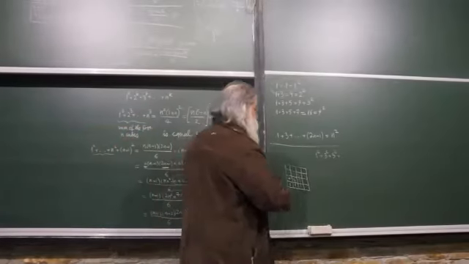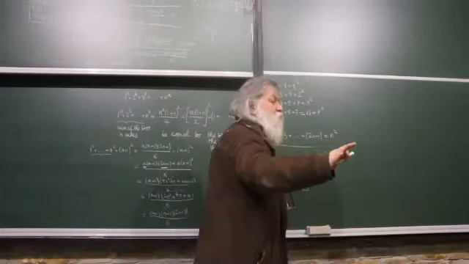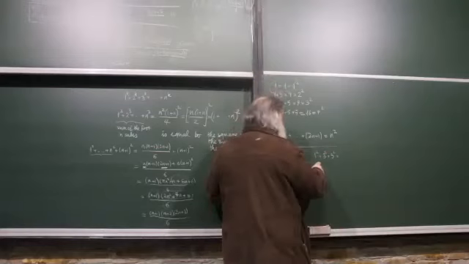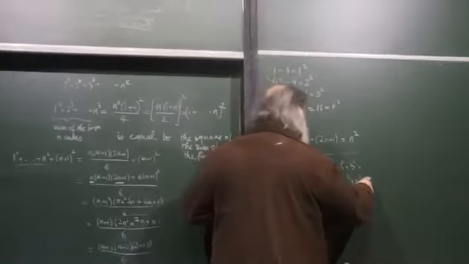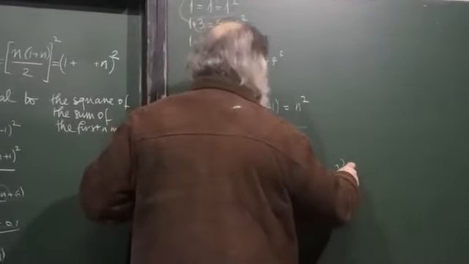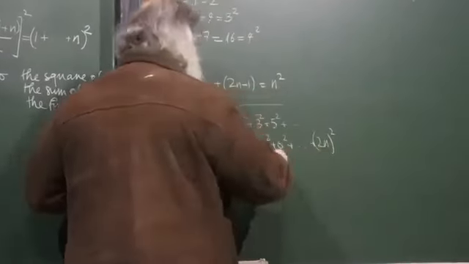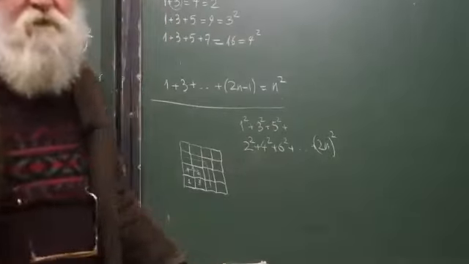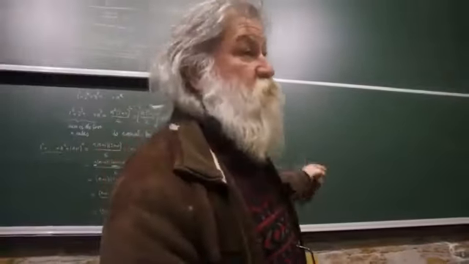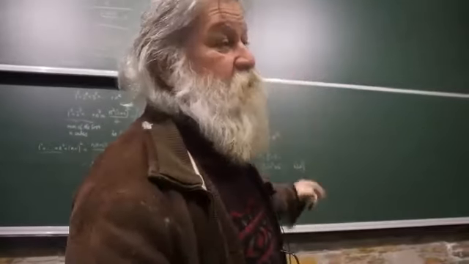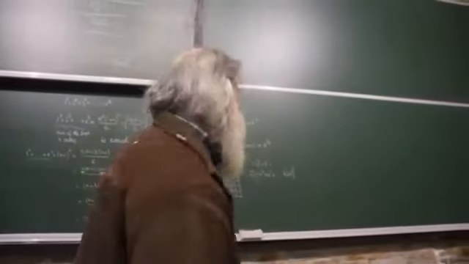But I was wondering about another thing also. Wait, you ask the last question. Let's see. 2 square plus 4 square plus 6 square, and so up until 2n squared. Okay, let us see what this is. Instead of calculating the sum of squares of odd numbers, let's calculate the sum of the squares of even numbers.